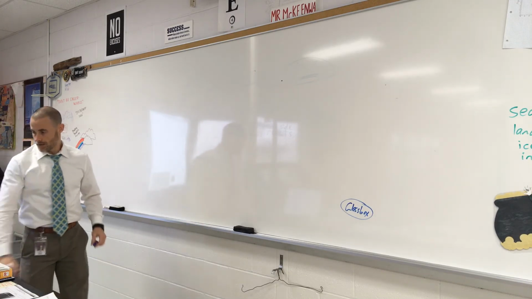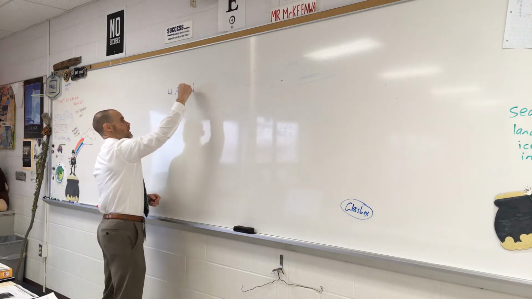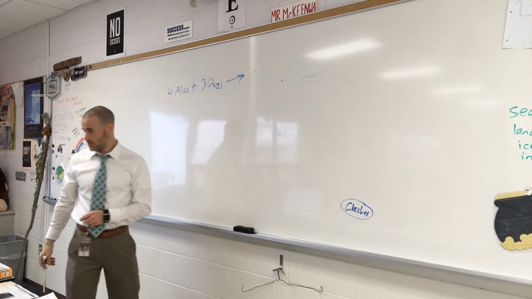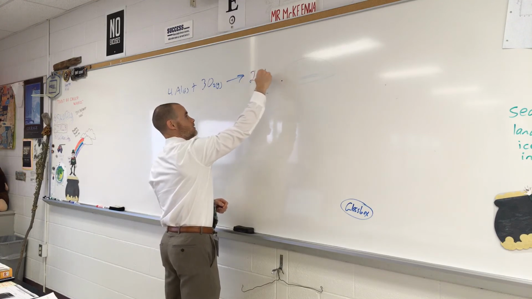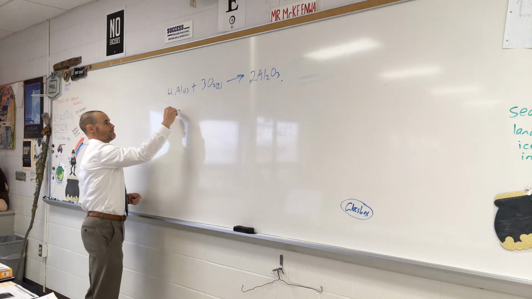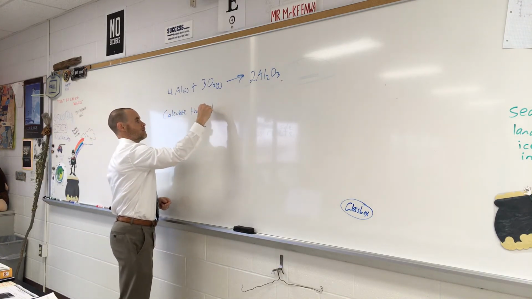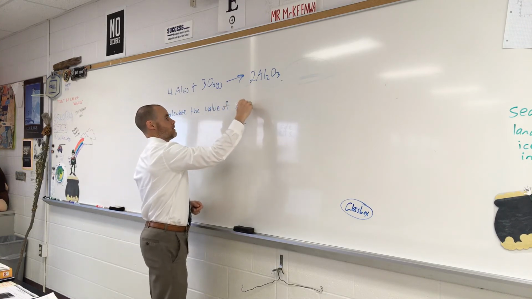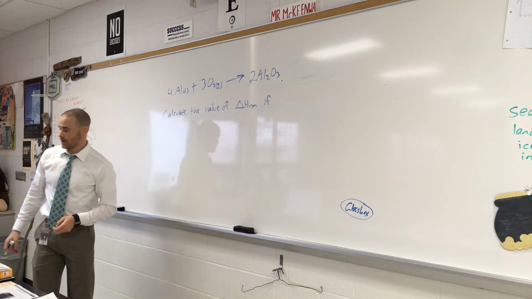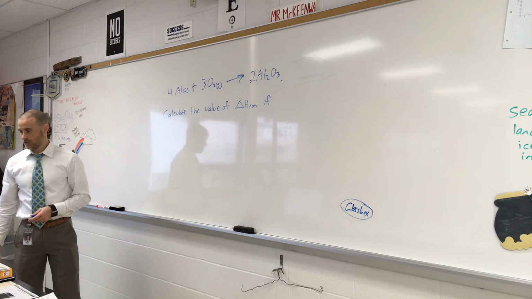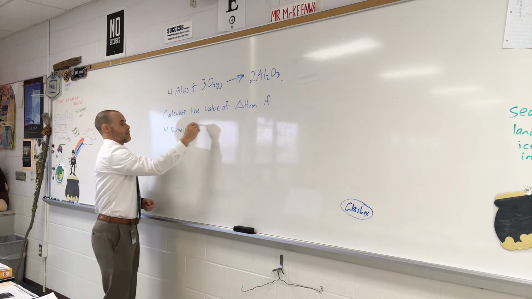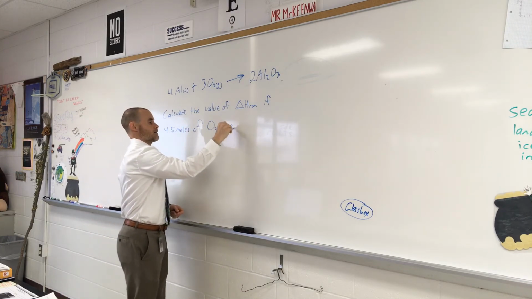Here we go. Alright, so 4Al solid plus 3O2 gas yields 2Al2O3. So there's the reaction, and I'll give you a question now. Calculate the value of delta H RxN if, and I'll make this one a little bit more challenging, 4.5 moles of O2 gas react.